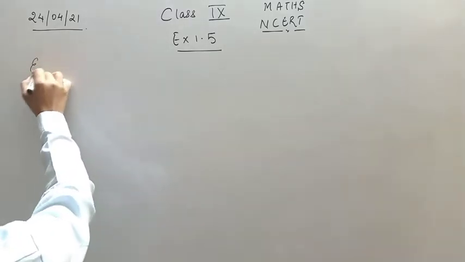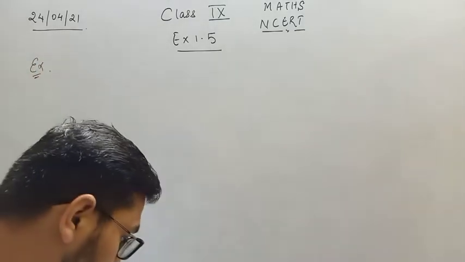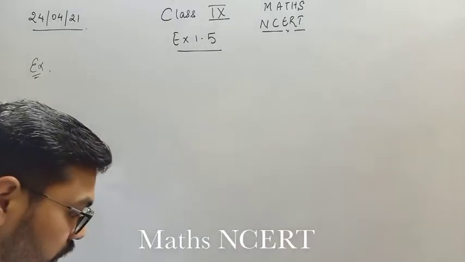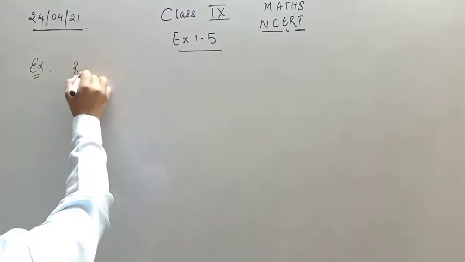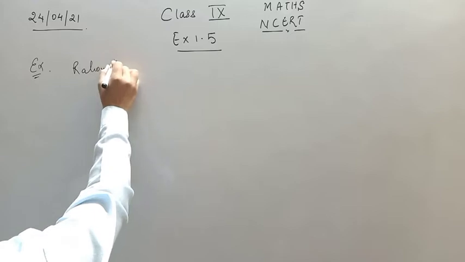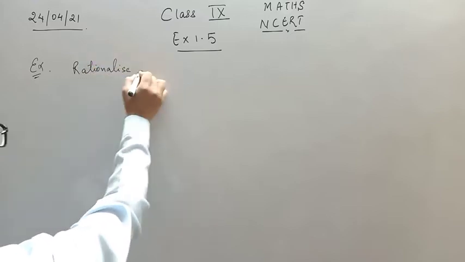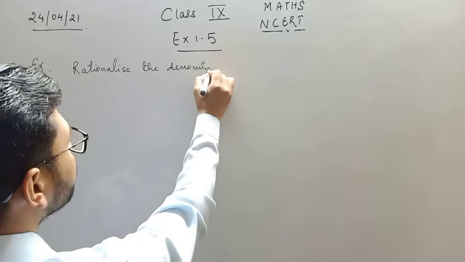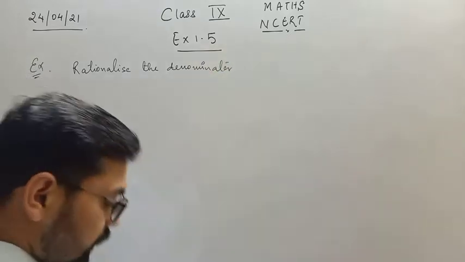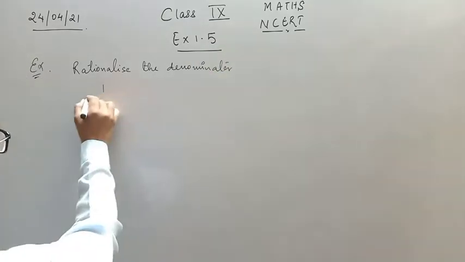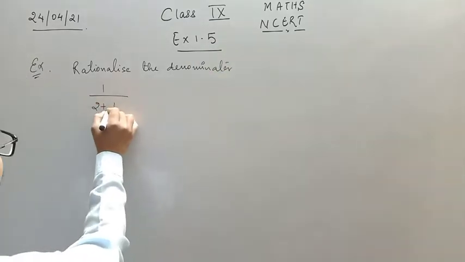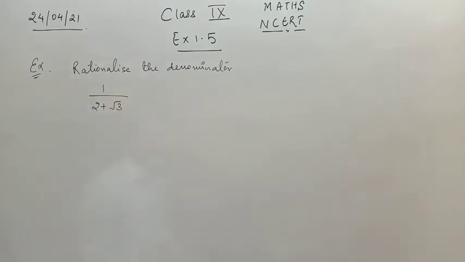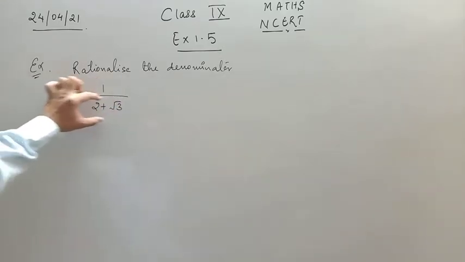So, there is one example: 1 upon 2 plus root 3. You just need to rationalize the denominator. So the question is 1 upon 2 plus root 3. You just need to solve this fraction. Especially, you just need to rationalize the denominator.